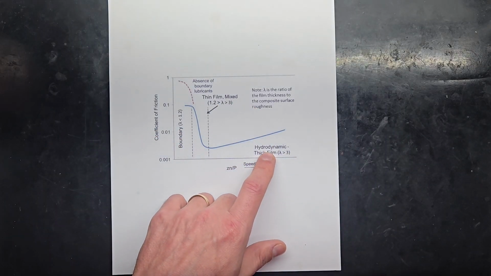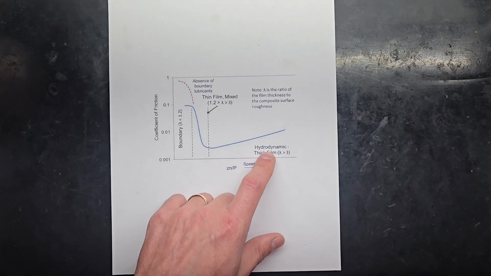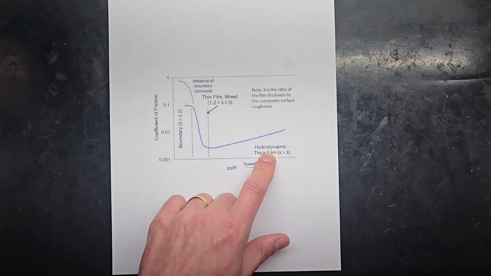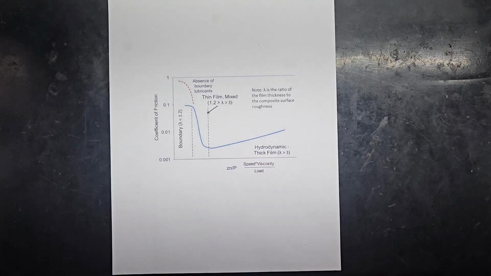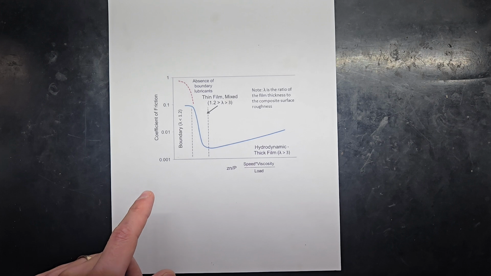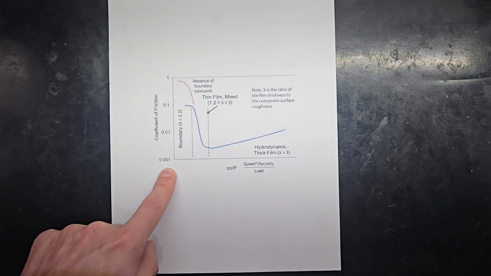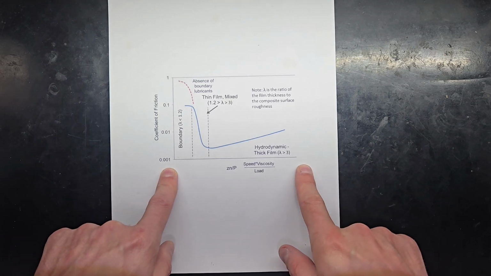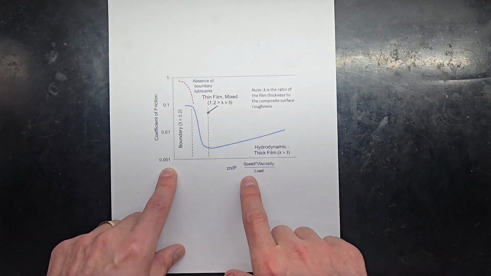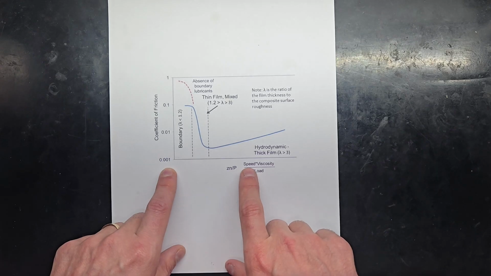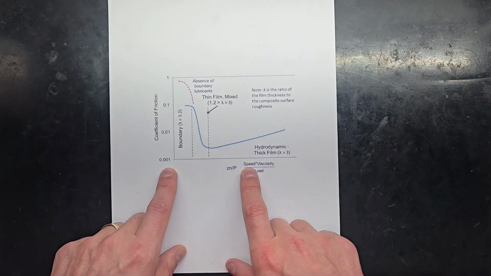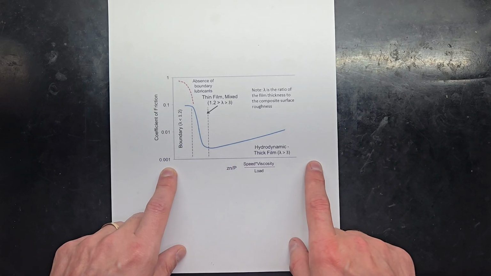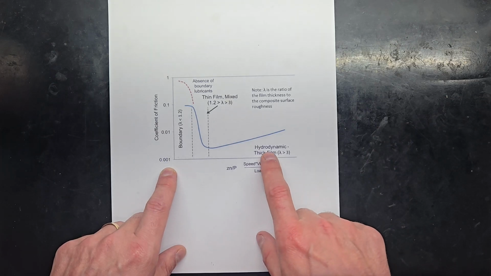And then we have fully hydrodynamic. There, both surfaces are riding on a cushion of lubricant. So how do we get from the far left side of the graph to the far right side? Well, we can do that by either changing the speed. As we increase the speed, we get more into hydrodynamic.